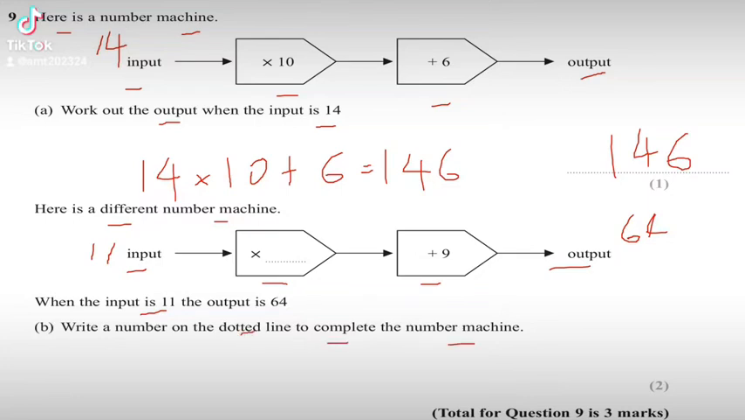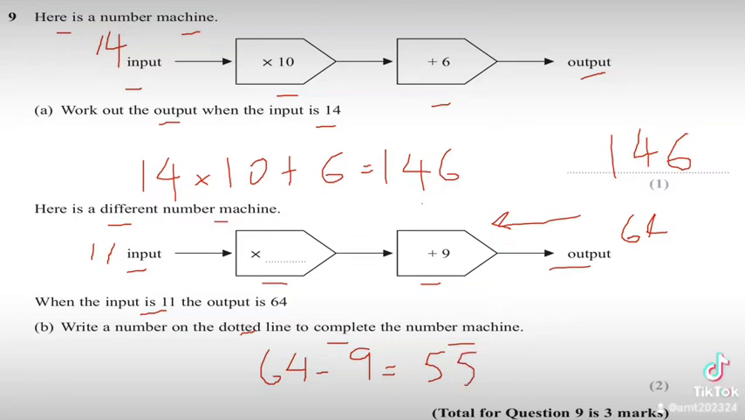Okay, so working backwards, 64 minus 9. Okay, what do I get, guys? Well, I get 55. Okay, so a little trick for minusing 9: subtract 10 and then add 1. So you'll get 54, and then you add 1, you get 55.